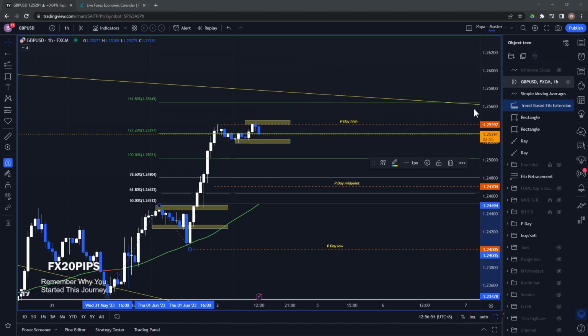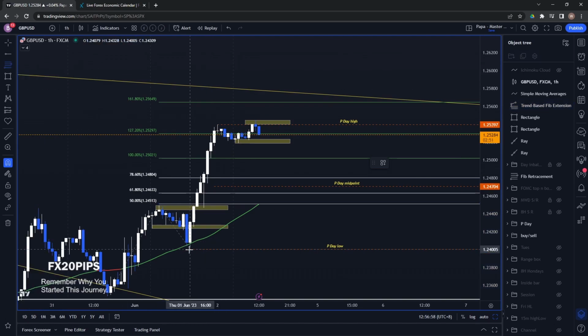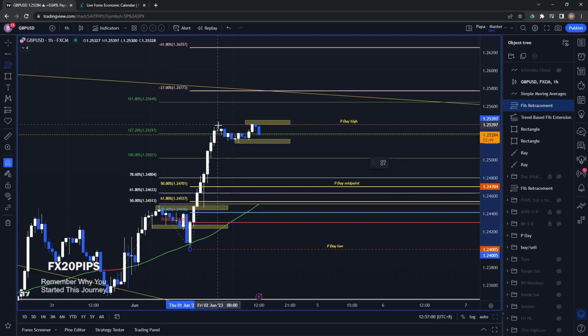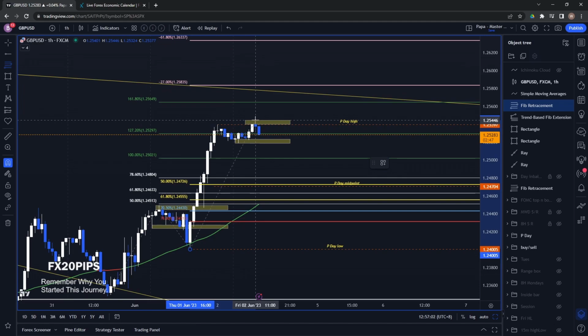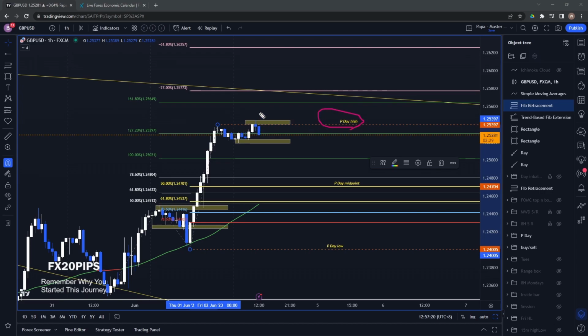And another fib, the normal fib. Let's put it here to here. It looks sensible here, right? It never closed above this line. It stopped here and then came back down again. So the previous day high is very important here.